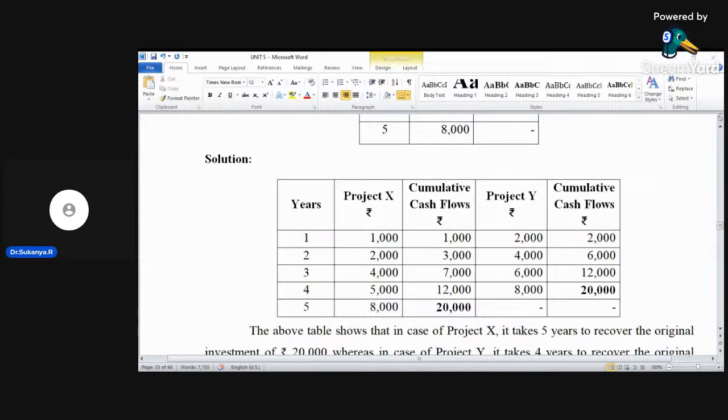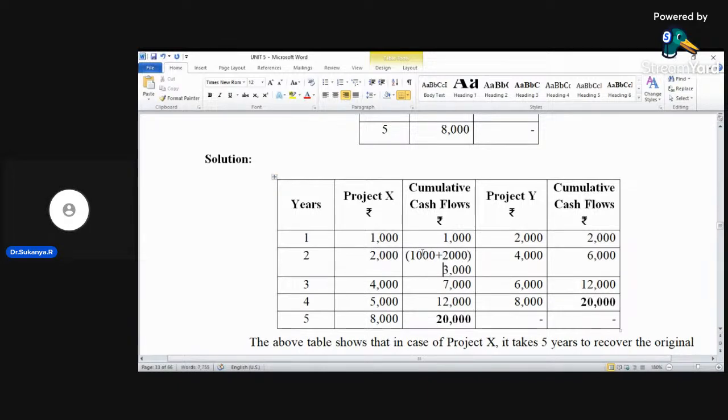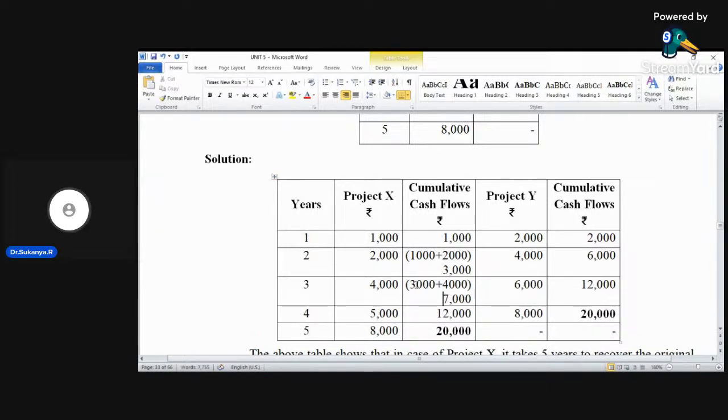So, when you look at this concept, you have to find out the cumulative cash inflows. Dear students, for project X, the cumulative cash inflow for the first year will be 1000, but for the second year, it will be 1000 plus 2000. Okay, so which will be 3000. Then again for the next year, it will be 3000 plus 4000, which comes to 7,000.